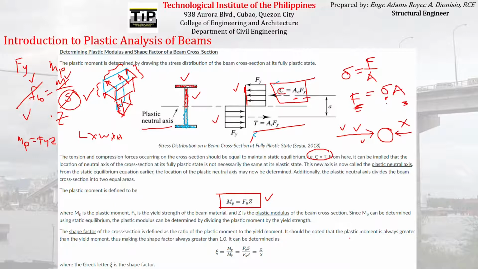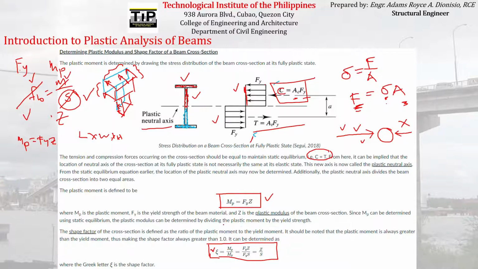It should be noted that the plastic moment is always greater than the yield moment, thus making the shape factor always greater than 1. It can be determined using this formula here, where the Greek letter, I don't know what this Greek letter is, epsilon. I think this is not epsilon. So, yung Greek letter na to, this is what we call the shape factor. Shape factor is the ratio of MP and My, plastic moment and yield moment.